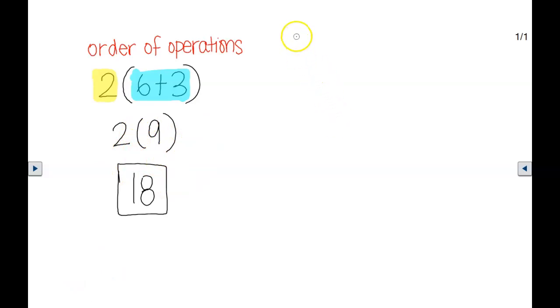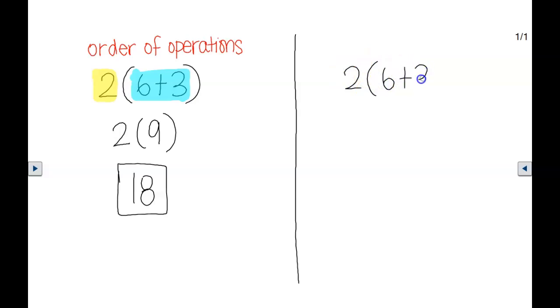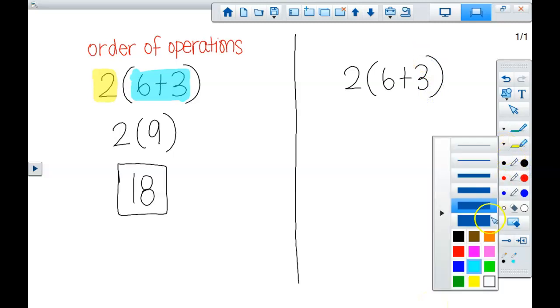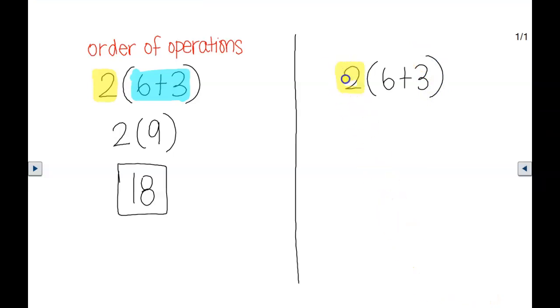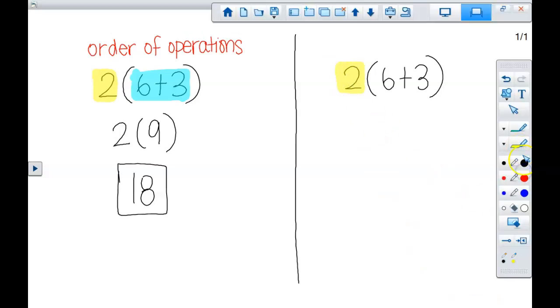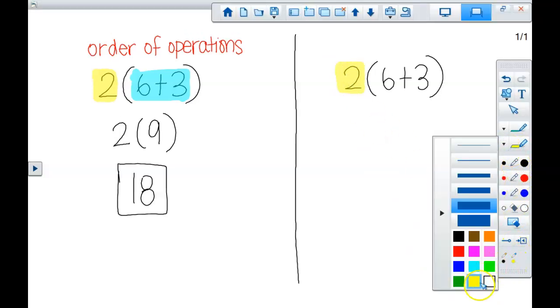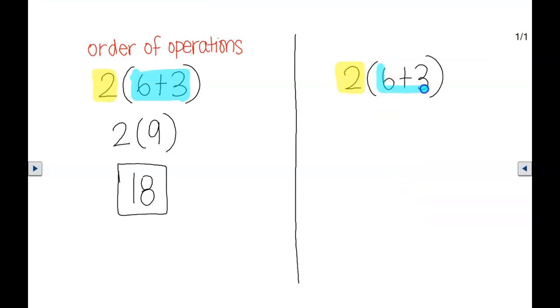Now, what I want to do today is show you an alternative way to do this problem. Another way that we could take this problem and get to the same answer. So I'm going to come over here and I'm going to write this problem down again. So notice, exactly the same problem. It's asking me to take the number 2 and multiply it by the entire group 6 plus 3.